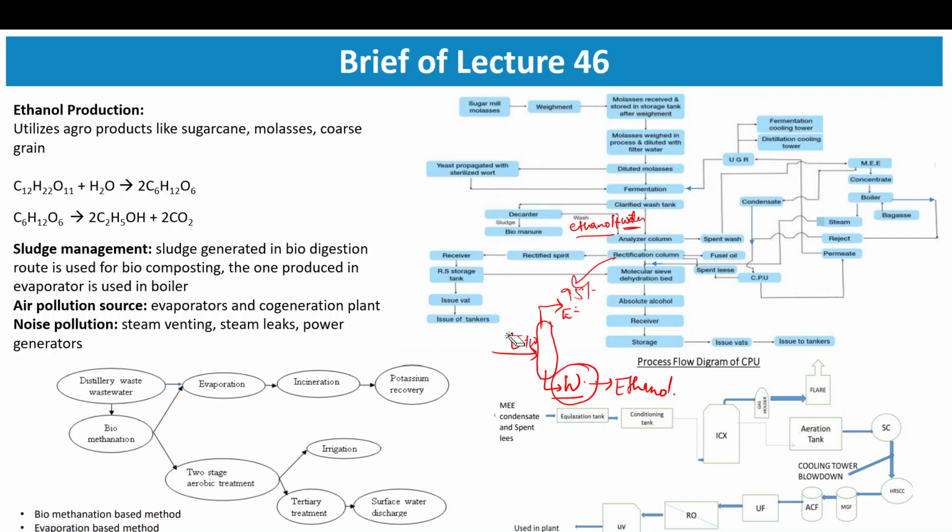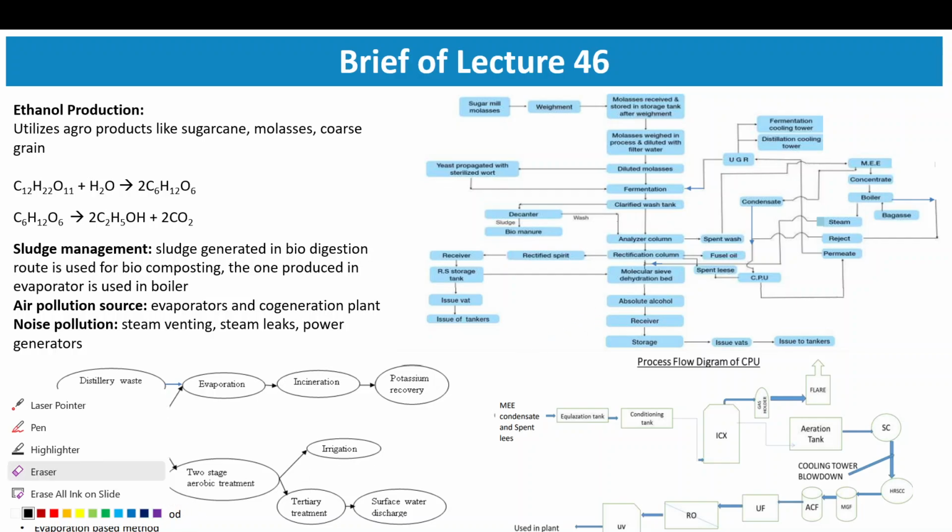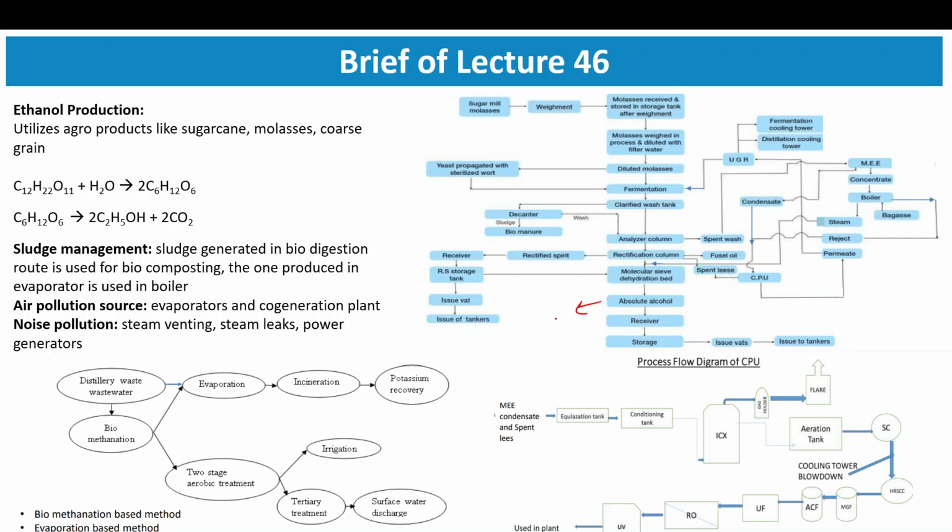Now to remove that water content, these azeotropes are removed through azeotropic distillation or a molecular sieve, for dehydration to remove the residual water content, which will give you absolute alcohol, which is 99.9% pure, and that is stored.